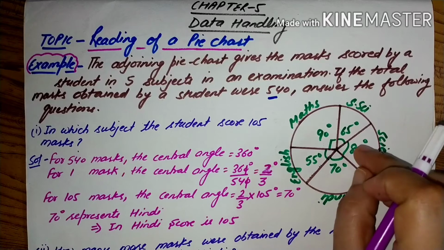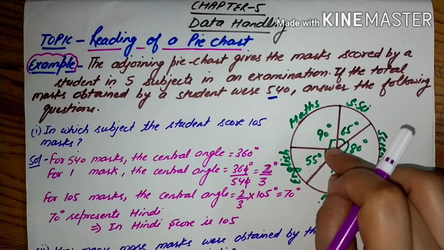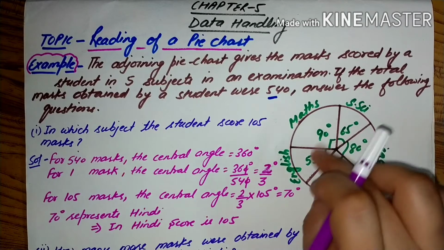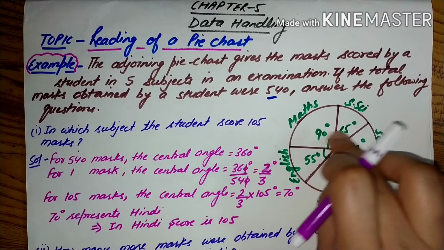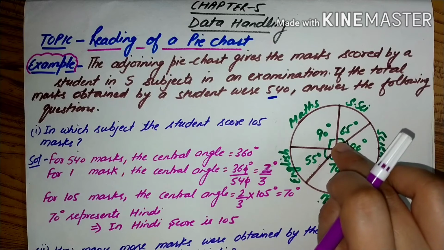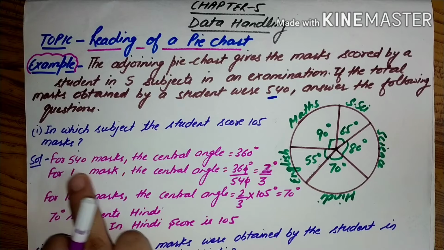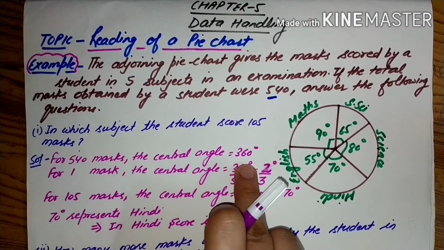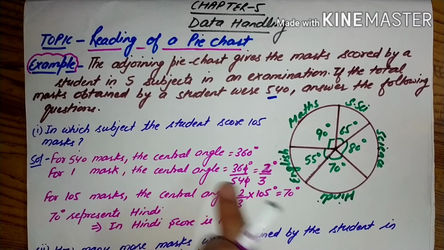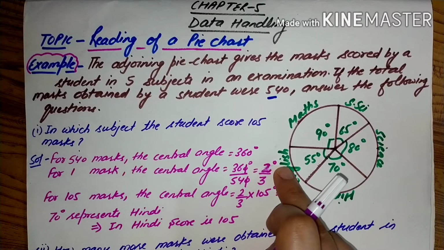As you know, this circle graph is representing how much marks? That is 540. So for 540 marks, the central angle is equals to 360 degree. As we know, the central angle of a circle is always 360 degree. So therefore for 540 marks, the central angle is equals to 360 degree. For 1 mark, the central angle is equals to 360 upon 540, that is equals to 2 upon 3 degree.